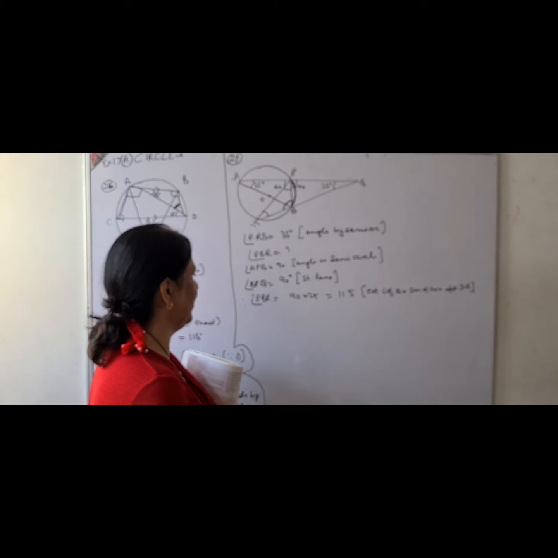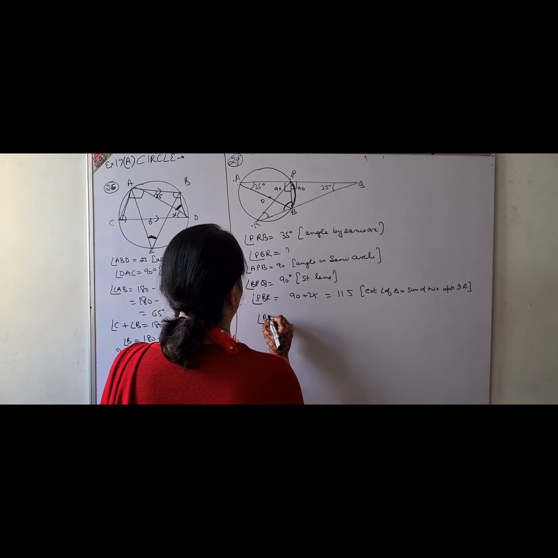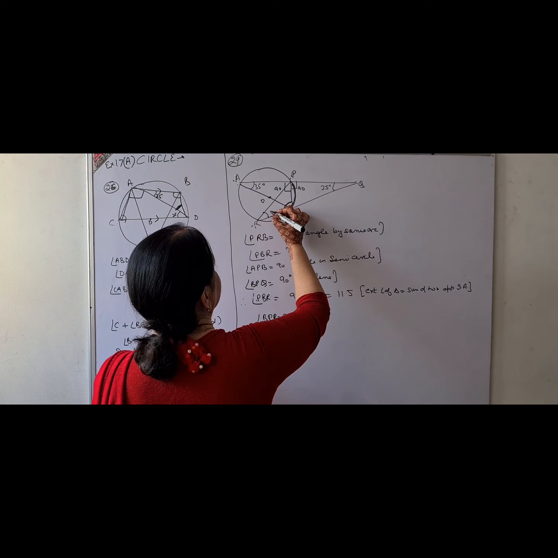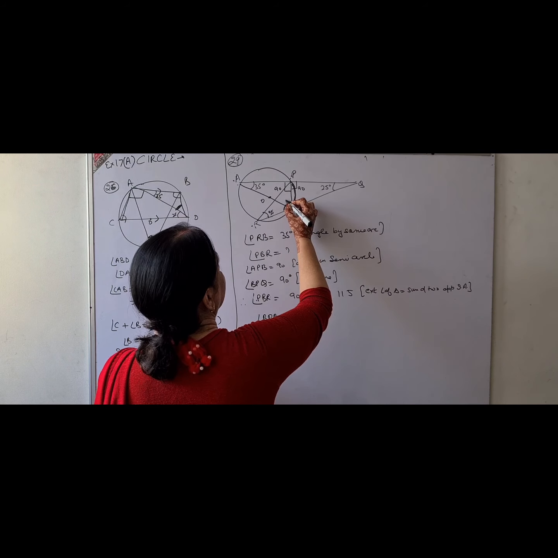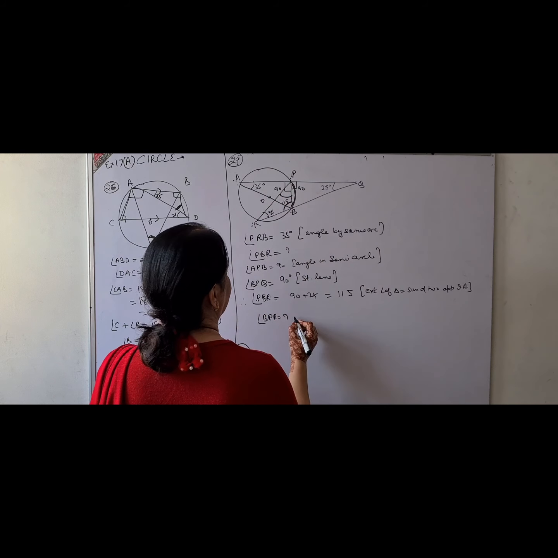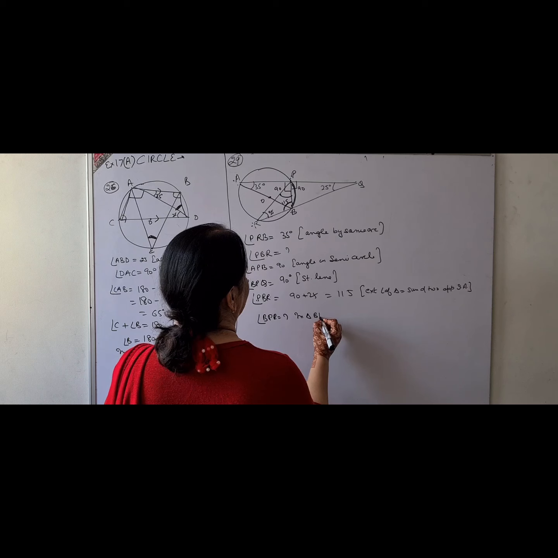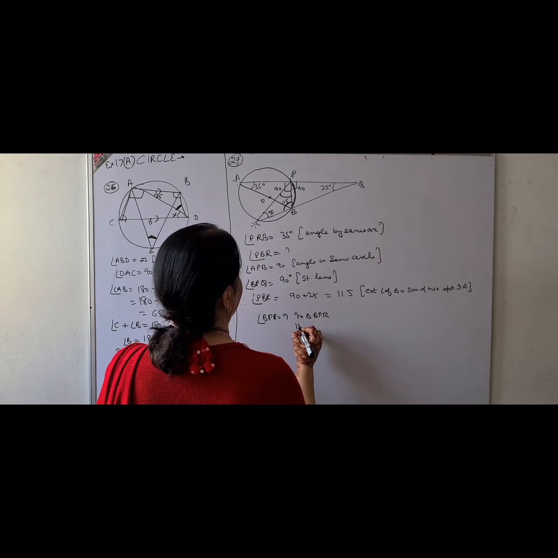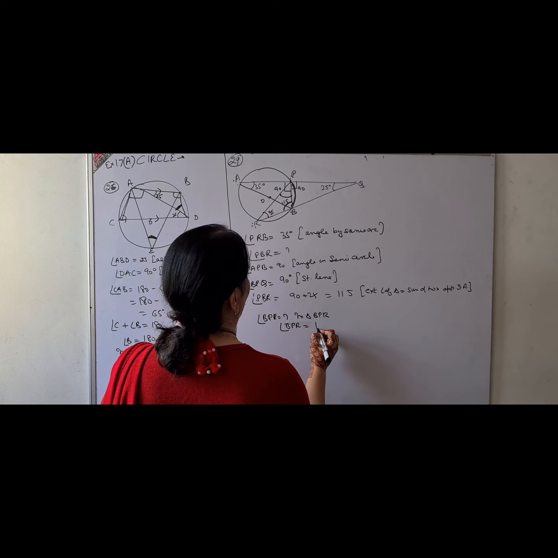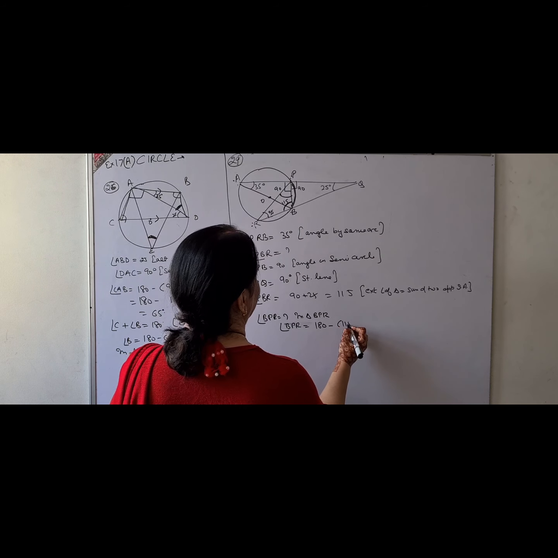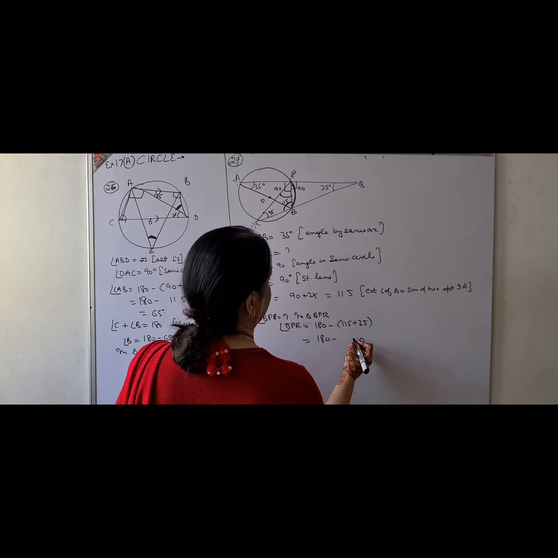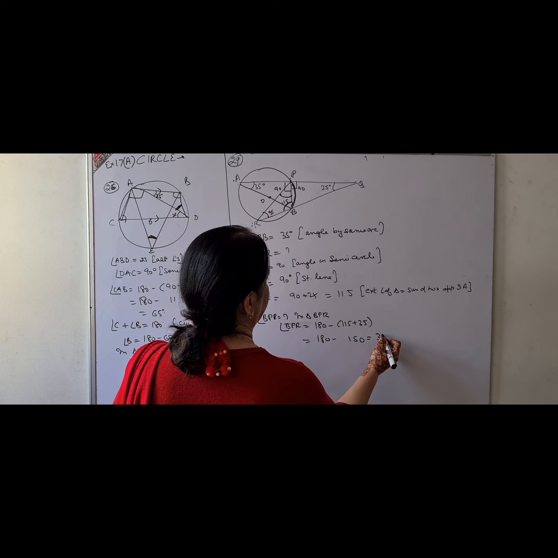Third answer is BPR. I have to find BPR. See, BPR. This is 35. This is 115. So you know very easy. BPR means in triangle BPR, 115, or you can directly write BPR is equal to 180 minus 115 plus 35, and that is your required answer. 30 degree. So how easy!